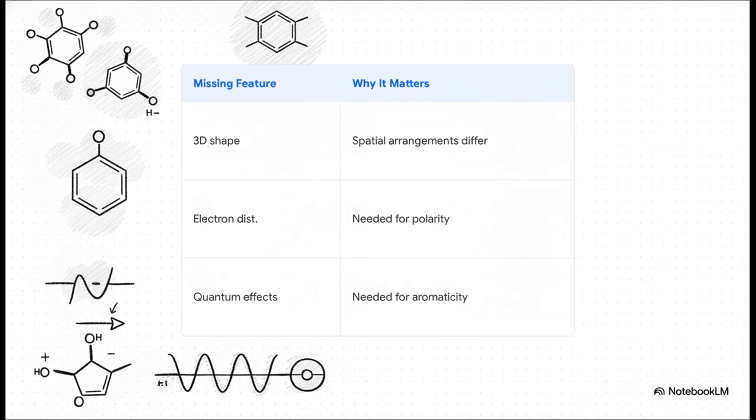It also completely misses electron distribution. Take a molecule like benzene. Ordinary graph theory nicely captures its hexagon shape, sure, but it actually takes quantum mechanics to explain the weird, delocalized electron clouds that really give benzene its famous stability.